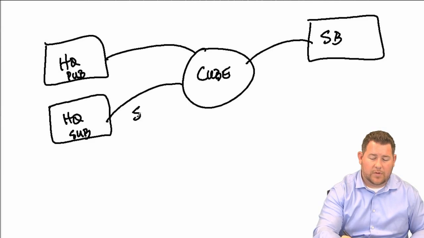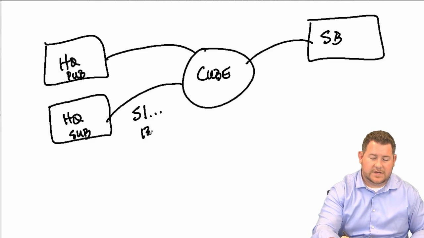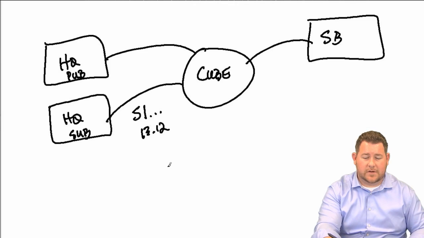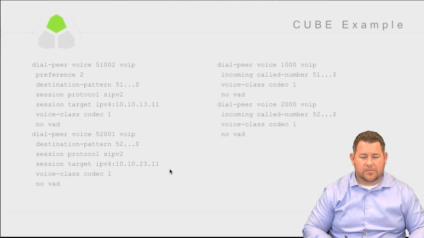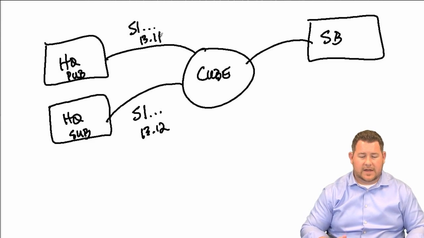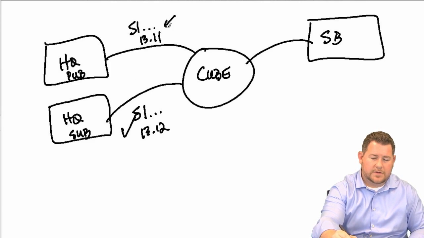So I have a dial peer pointing at 51 ... out to the HQ sub, right? And I've got 10.10.13.12, so 13.12 here. Also voice class codec 1, so that's transparent negotiation of the codec. Also, if I go back to the presentation, we've got the next dial peer, preference 2, 51 ... Same thing, it's just pointing to a different address. So 51 ... and that's pointing to 13.11. So that means this one was preferred here, and this one was the backup.